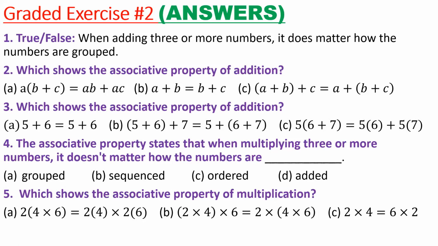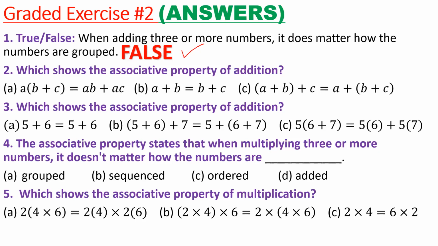Read the question first, please. True or false? When adding 3 or more numbers, it does matter how the numbers are grouped. I put false. Anyone else put false? Yes, sir, I did. All right. If you put false, you are absolutely correct. Give yourself a nice tick. The answer is false. It does not matter how the numbers are grouped, because you still end up getting the same answer, right?